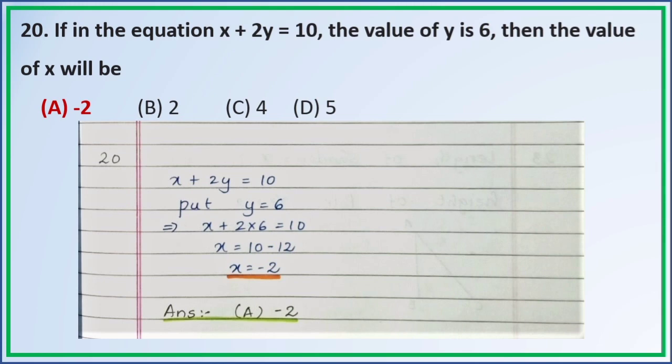If in the equation x plus 2y equals 10, the value of y is 6, then the value of x will be... Substitute the value of y in the equation, we get x plus 12 equals 10, therefore x equals 10 minus 12, which is equal to minus 2. Therefore, the correct answer is option A, minus 2. By substituting the given value of y in the equation, we can find the value of x.